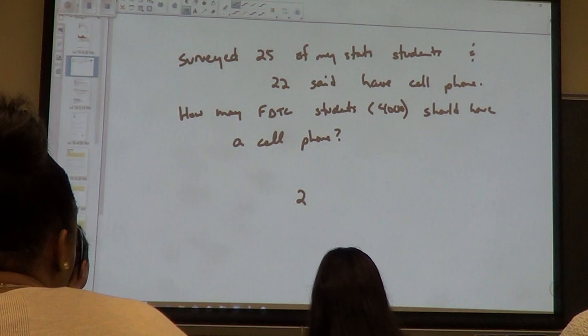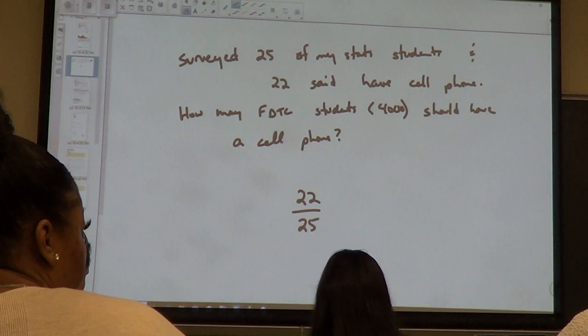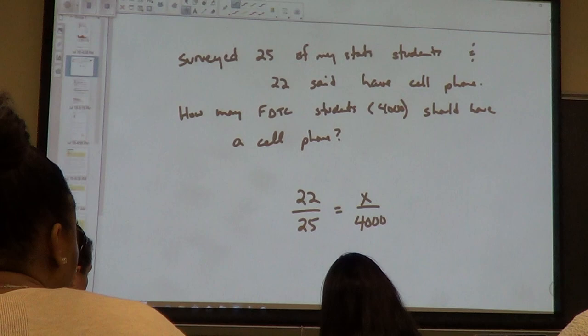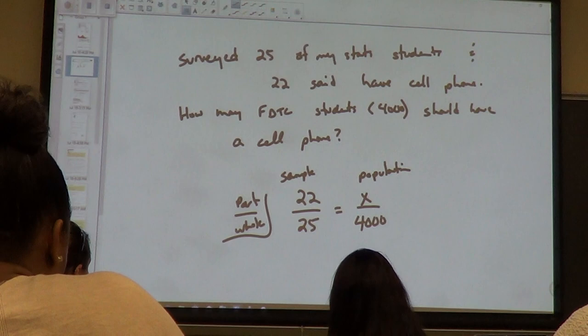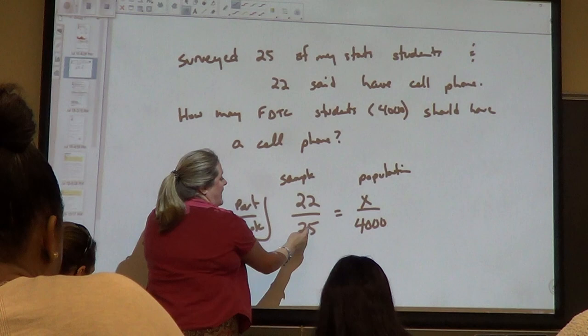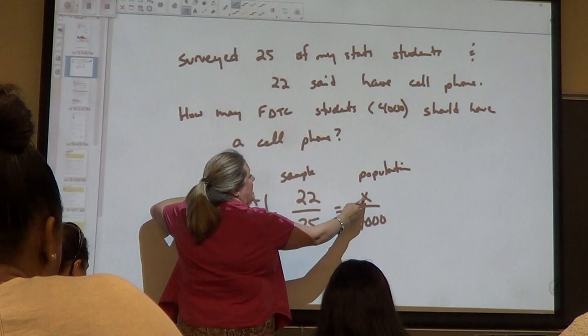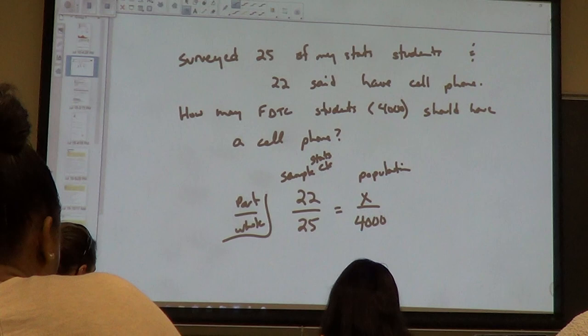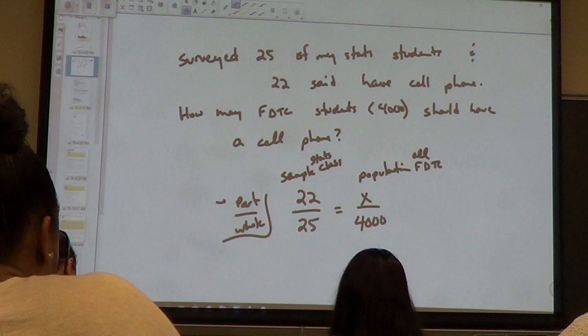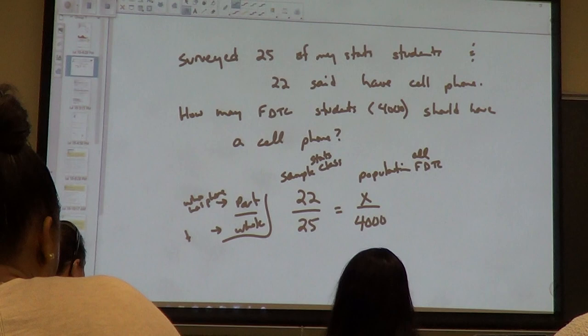Next. Excellent. Easiest way to think about this is you do your sample and you do your population. And really you're doing part over whole for each one. So I'm saying for my sample, the people that I asked, 22 had a cell phone out of 25 total people I asked. And for my population, all of Tech, how many had a cell phone out of how many are in all? So this is going to be my sample, which is the stats class. And this is going to be all of FDTC. And the part is going to be who has the phone. And the bottom is going to be the total people.